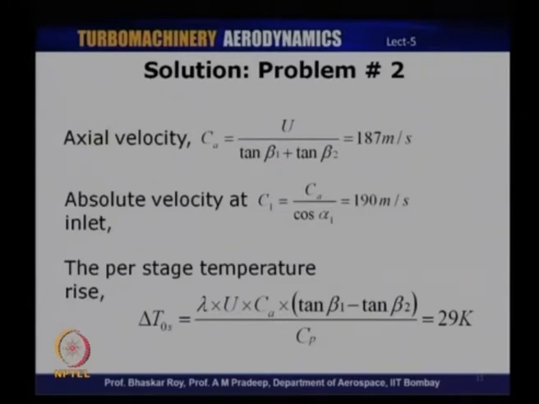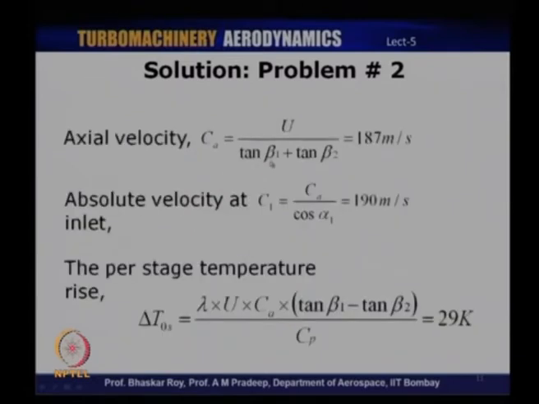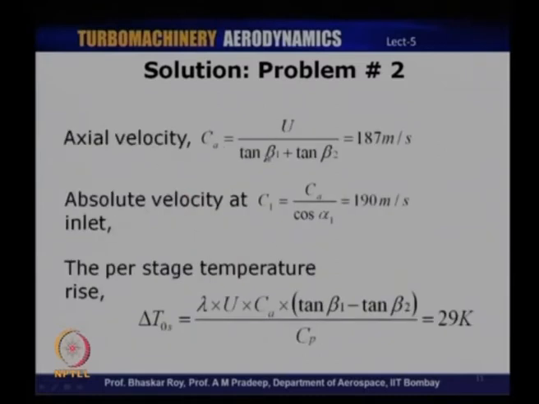Now, given the blade speed, we can calculate the axial velocity from this velocity triangle. Axial velocity will be equal to the blade speed divided by tan beta 1 plus tan beta 2. Let me take a look at that once again. What is tan beta 1? CA times tan beta 1 is this component, and CA times tan beta 2 is the remainder part of it. The sum of these two will give us the blade speed u. Therefore, axial velocity is equal to u by tan beta 1 plus tan beta 2, and both these angles have been given to us, and therefore, axial velocity can be calculated as u, which is 150, divided by tan beta 1 plus tan beta 2, which is 187 meters per second.